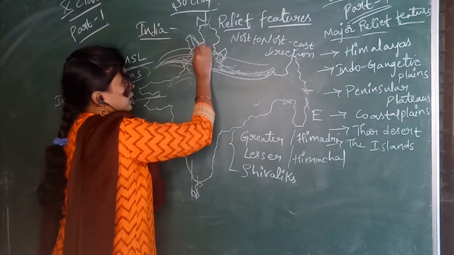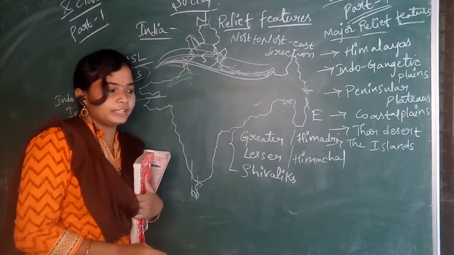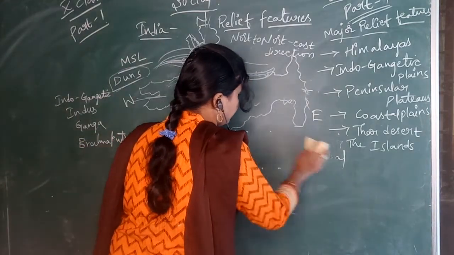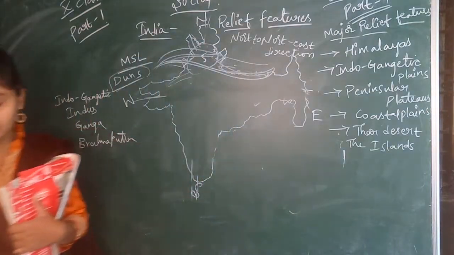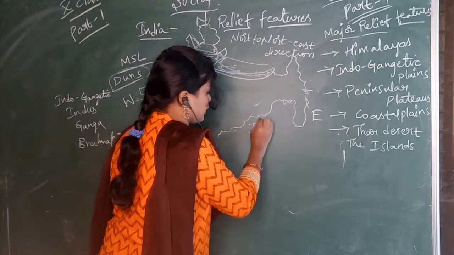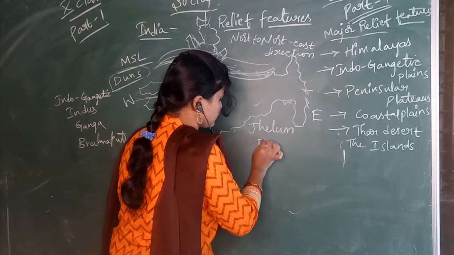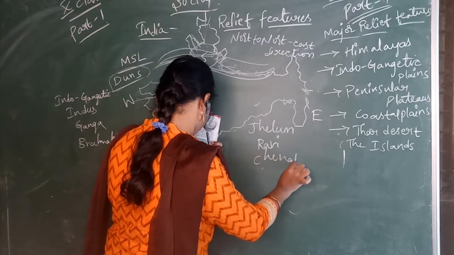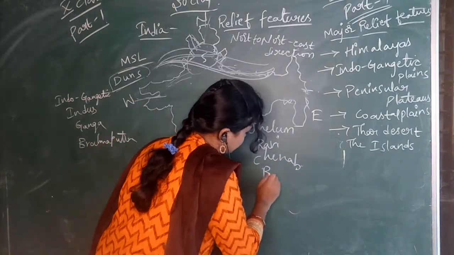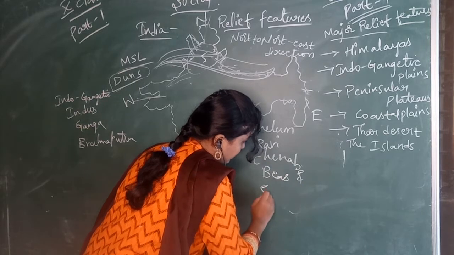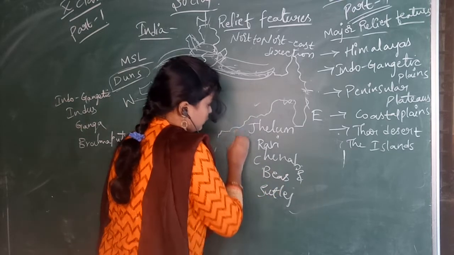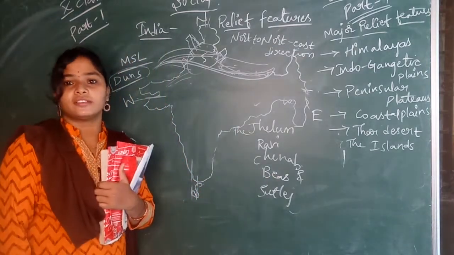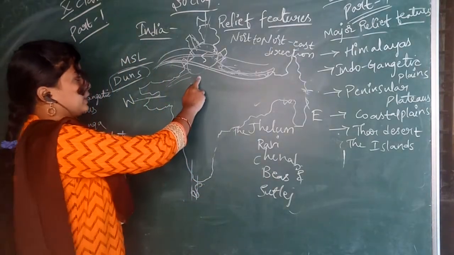So here there will be 5 tributaries of the Indus. What are the 5 tributaries of the Indus? Jhelum, Chenab, Ravi, Beas and Satluj. So what are the 5 tributaries? The Jhelum, the Ravi, the Chenab, the Beas and the Satluj. There are 5 tributaries of the Indus.